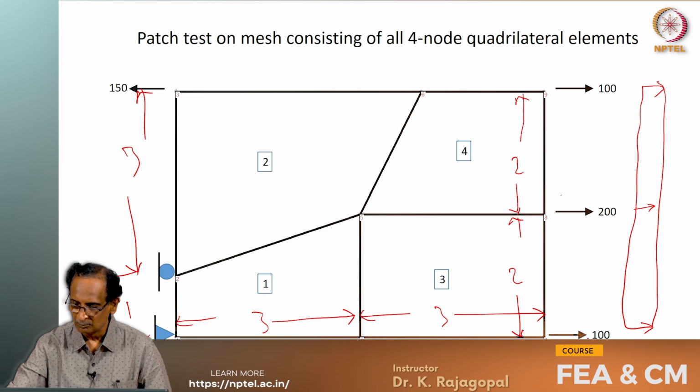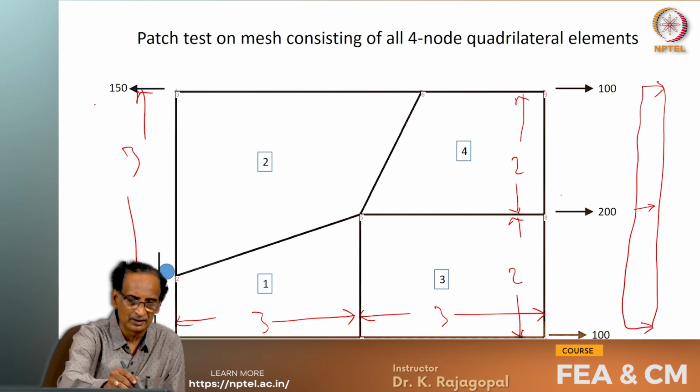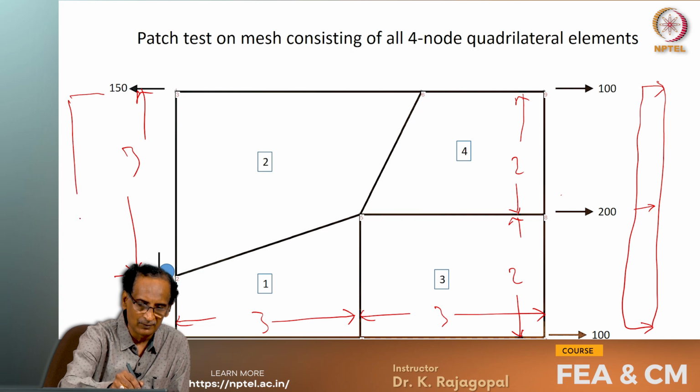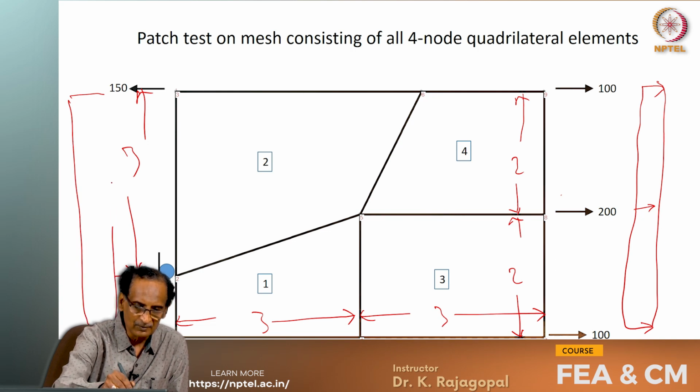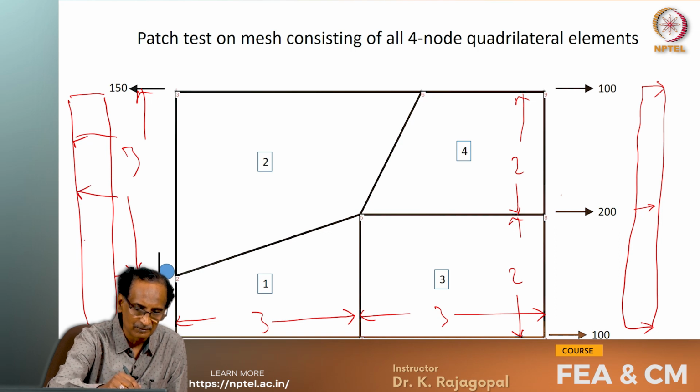So, you will have 100 here and then another 100 here, and the same pressure on the other element 4, you will have 100 here and 100. So, at node 8, you will have totally 100 plus 100, 200, and then on this surface also we have given the loading in the other direction like this.